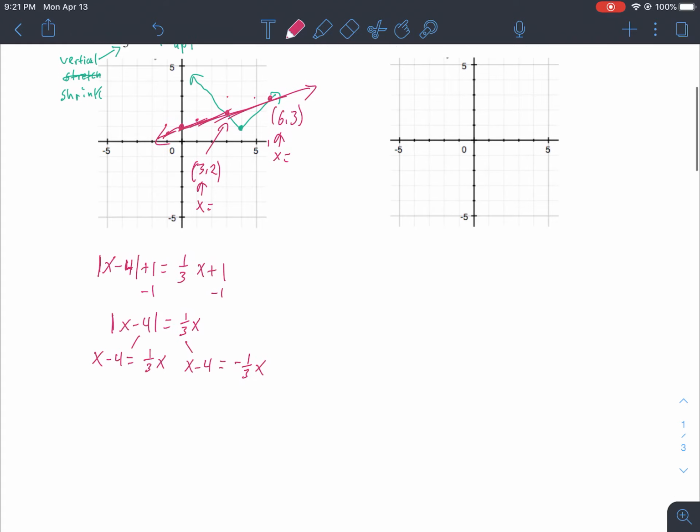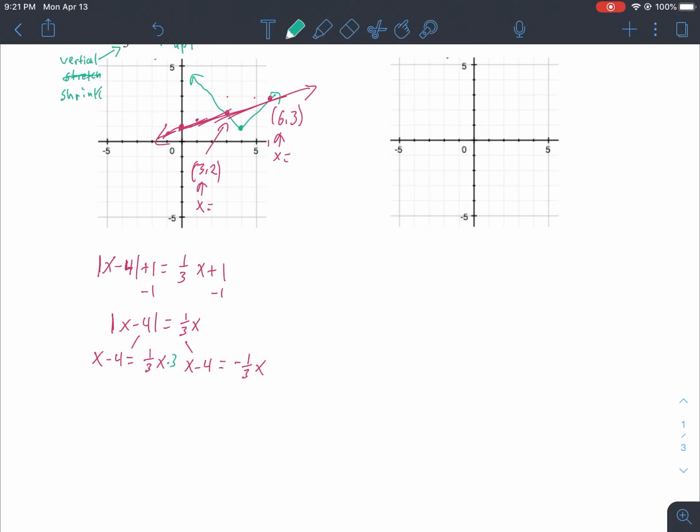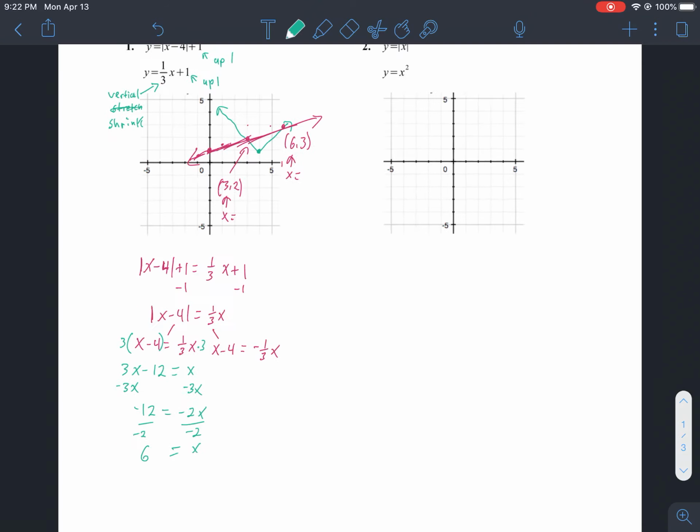Okay, now we'll solve each of these problems individually. I'll multiply both sides by 3. Here I'm going to have to distribute. So I get 3x minus 12 equals x. Subtract 3x from both sides. So I get negative 12 equals negative 2x. Divide by negative 2, and x equals 6.